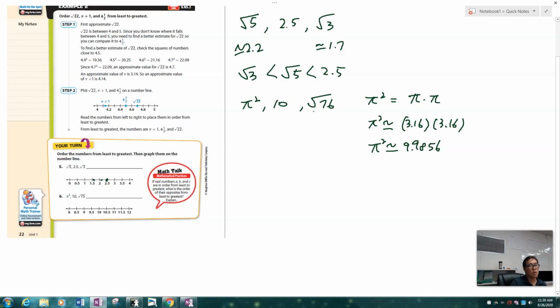So we have a 10. Square root of 76. That's the challenging one because it's out of our range. But let's think about that. Square root of 76 is in between two perfect squares.